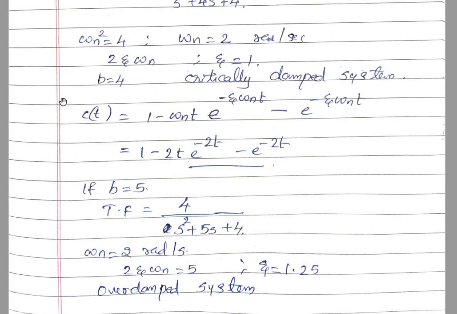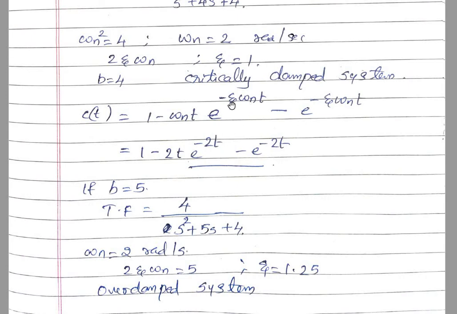You have to remember this equation. When you want to write the expression, you have to remember this equation. So, we can write the general expression for a critically damped second order system for unit step response, that is 1 minus omega n t e raised to minus zeta omega n t minus e raised to minus zeta omega n t.